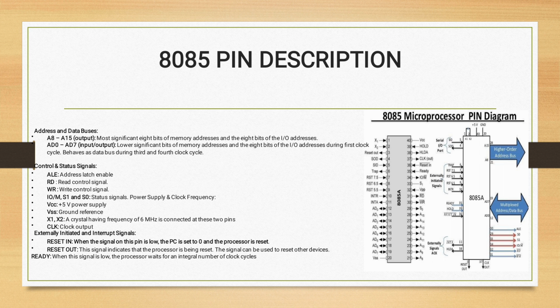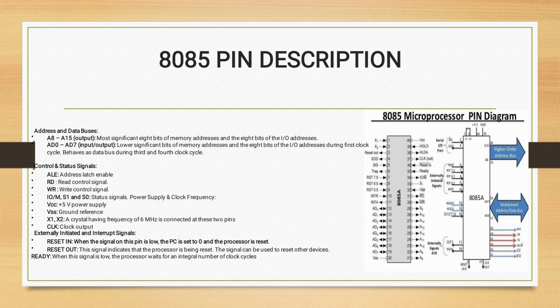So what are the address and data buses? A8 to A15 are called the output pins, which represent the MSB, the most significant 8 bits of the memory address or the 8 bits of the input output address. So these are the address buses, used for the MSB, that means the most significant bits of the memory address or 8 bits of the input output address.